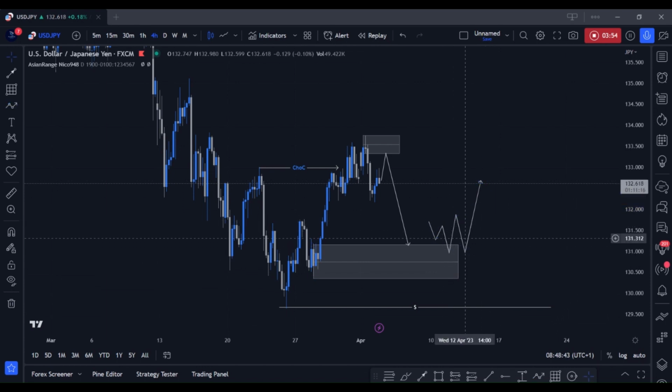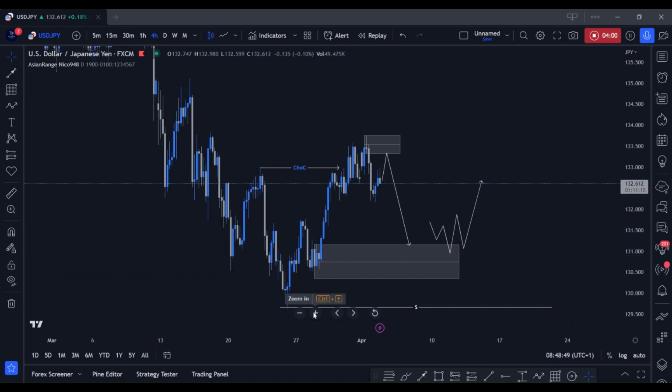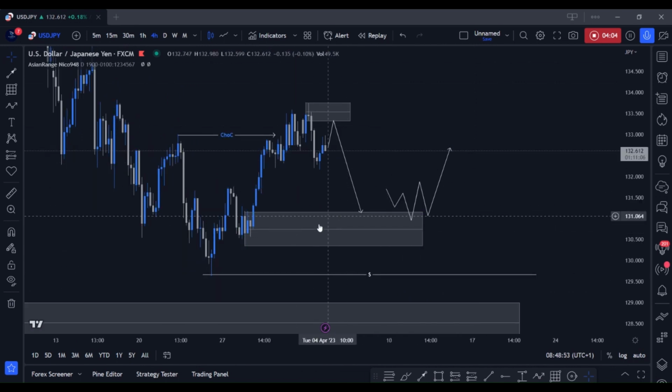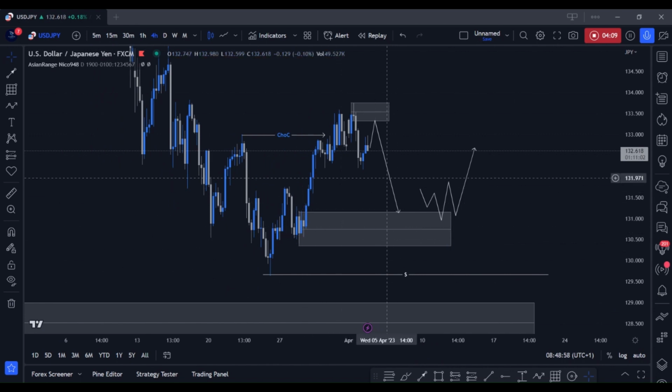I will look for something like this on lower time frames as my confirmation entry to enter with a nice risk to reward trade. So that is the type of setup I'm looking for on the lower time frame, so that I can enter for a nice risk reward entry, as you can see. So this is a short one.